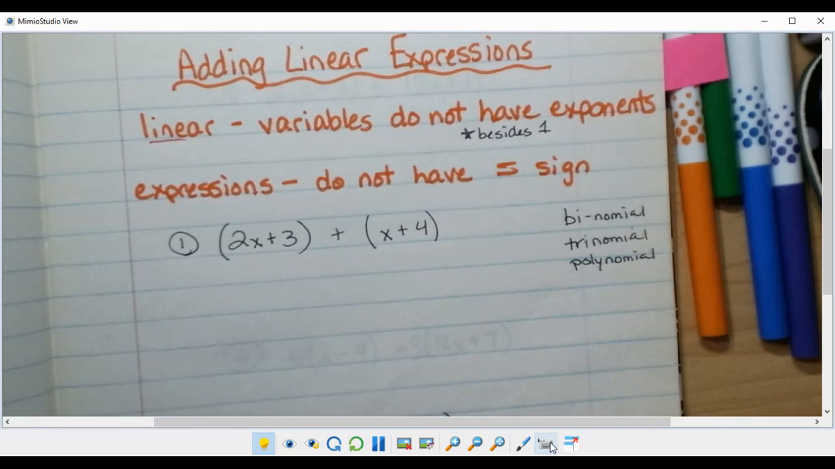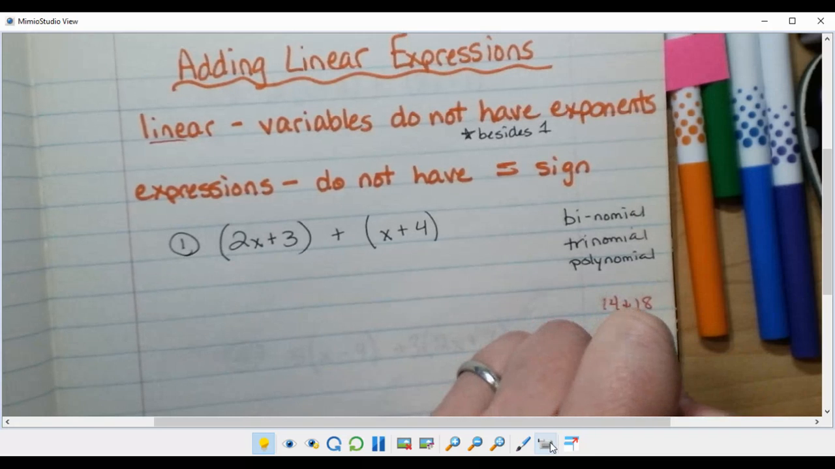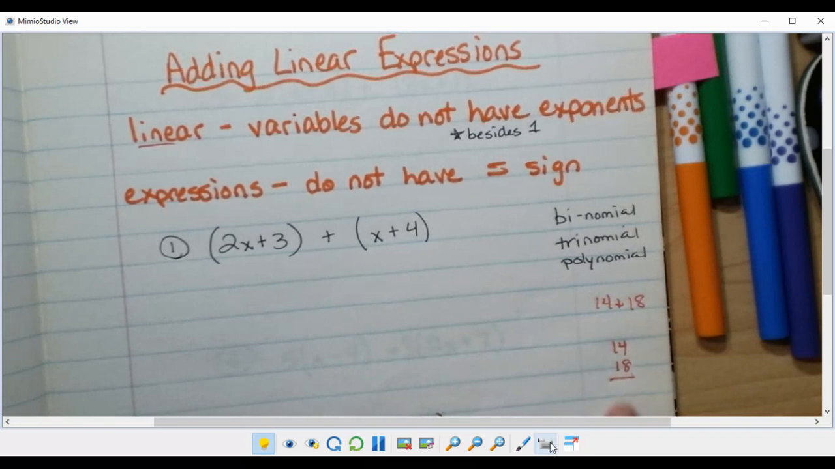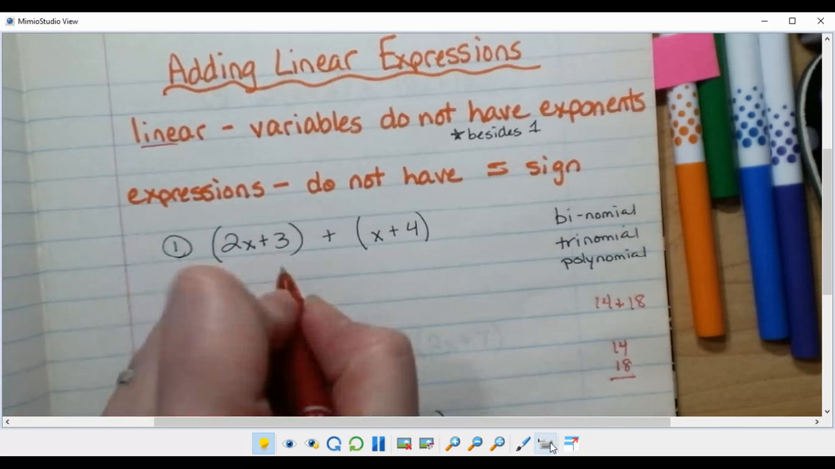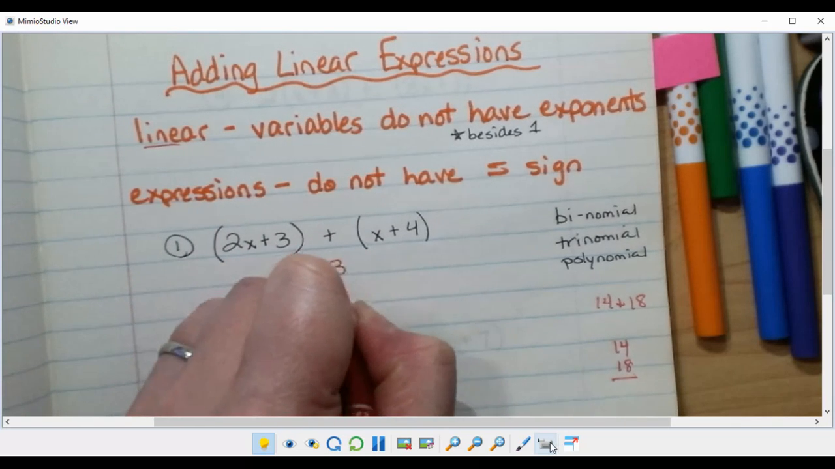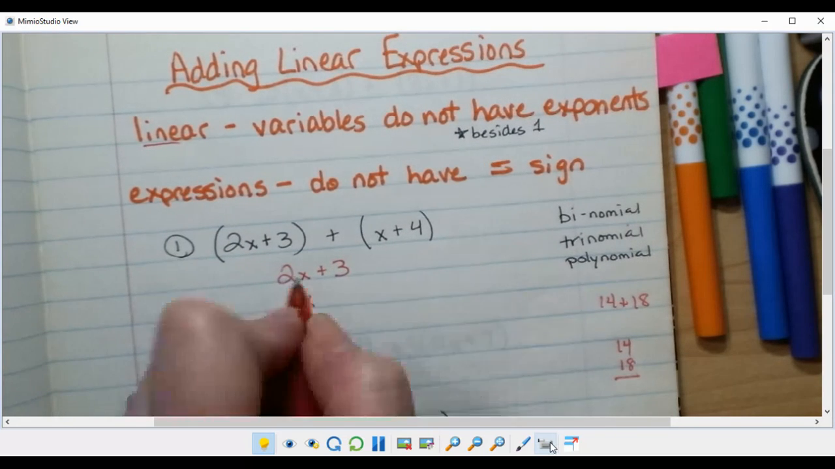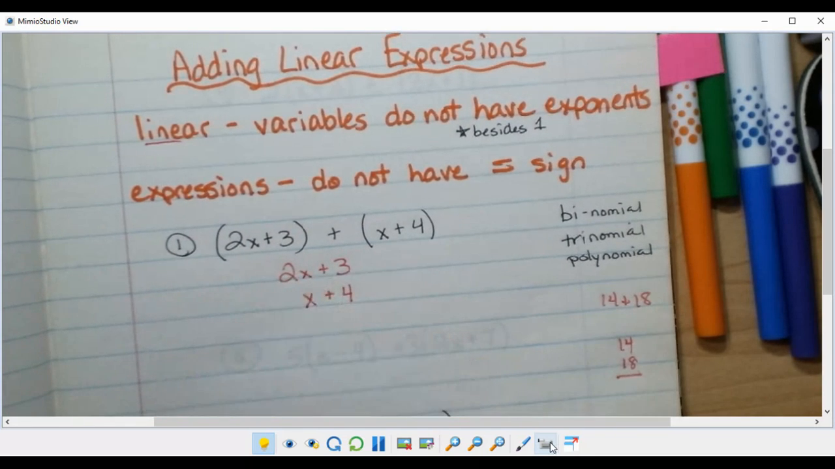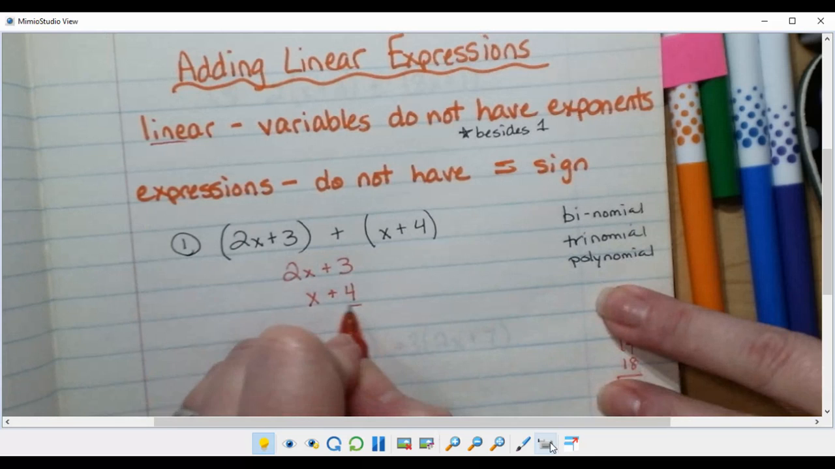Now, when I write these, I like to stack them vertically. If I gave you a problem like 14 plus 18, you can write it so that the numbers are on top of each other. That's exactly what I'm going to do here. So I'm going to say 2x plus 3, and then I'm going to line up my x underneath, and I'm going to line up my other constant underneath. I typically do not write the plus sign, but you can.